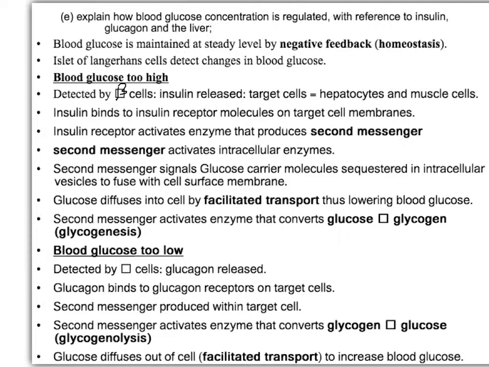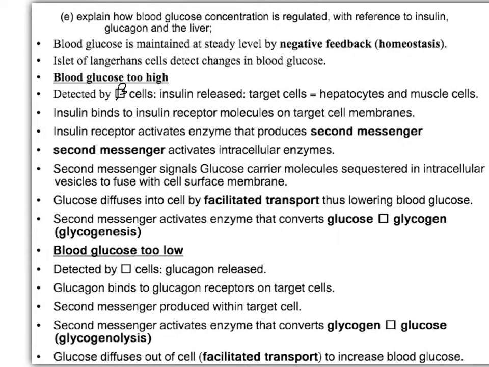So the insulin is released into the bloodstream, where it acts as a first messenger, and it binds to receptors on target cell membranes, and that causes the production of a second messenger inside the cell. Those second messengers do two things. First, they insert glucose transport molecules in the cell surface membranes. And secondly, they activate enzymes which convert glucose into glycogen, which is a process known as glycogenesis.